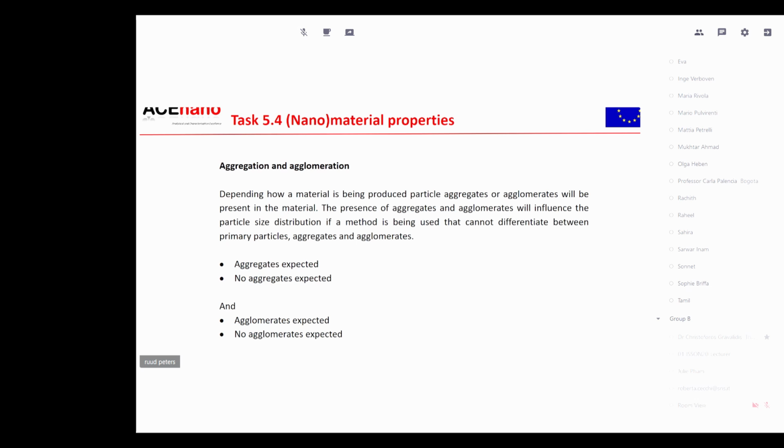The other one is aggregation and agglomeration. This is a little bit the same as these supersized particles. And depending on which method we choose, it may have problems with the presence of aggregates and agglomerates, and that will influence the particle size distribution. And so if we have any information about this, we should mention this when we are applying the tool.